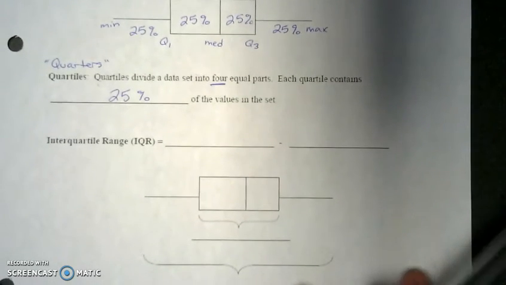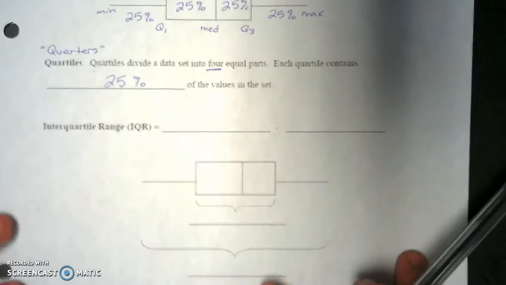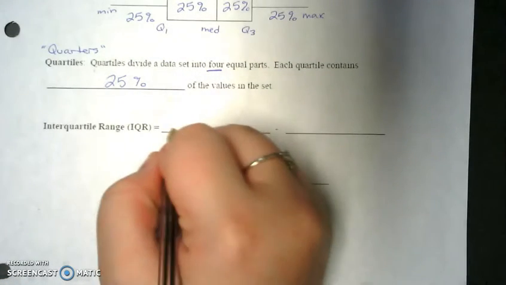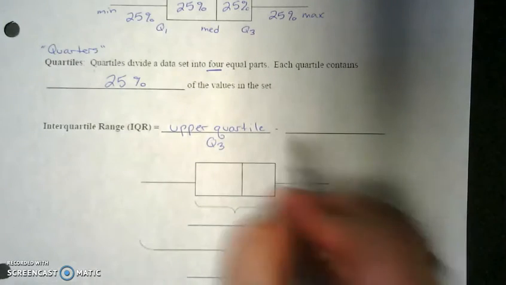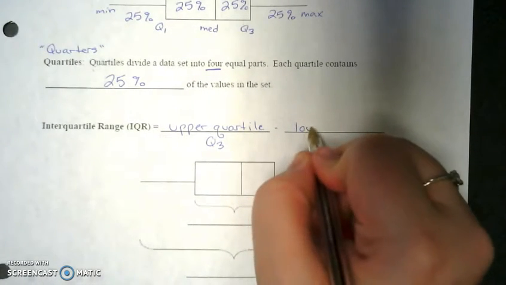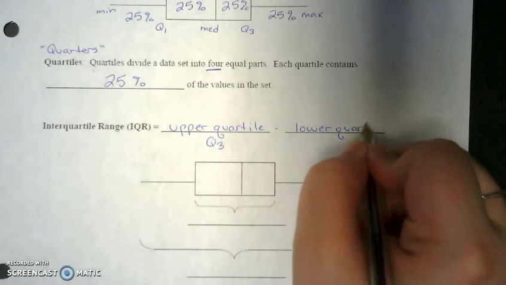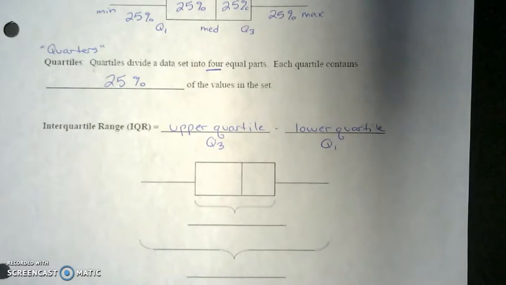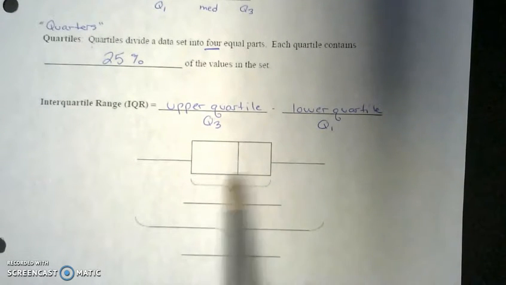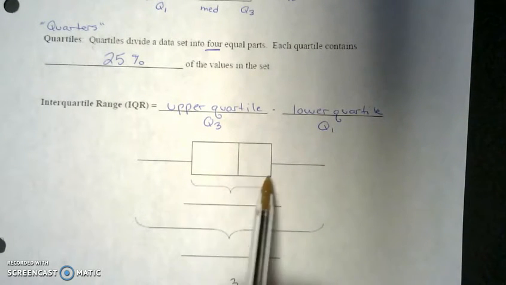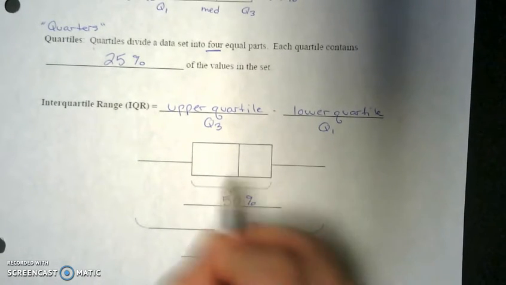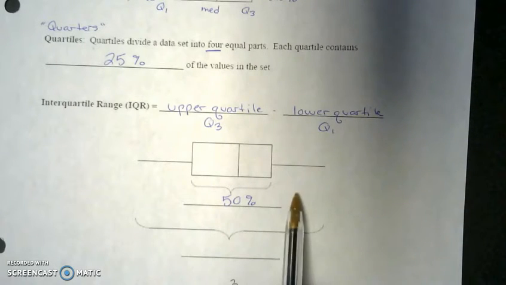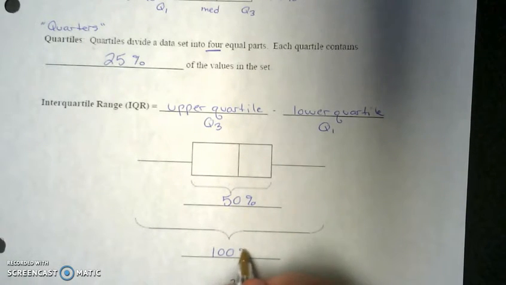Now as a review from yesterday, the interquartile range, we know that that is the upper quartile, which is Q3, minus the lower quartile, which is Q1. So when we look in this box right here, we've got how much data is in between these 2 boxes. We've got 50% of the data, since it's 25 in each. And then this whole thing is 100% of the data.